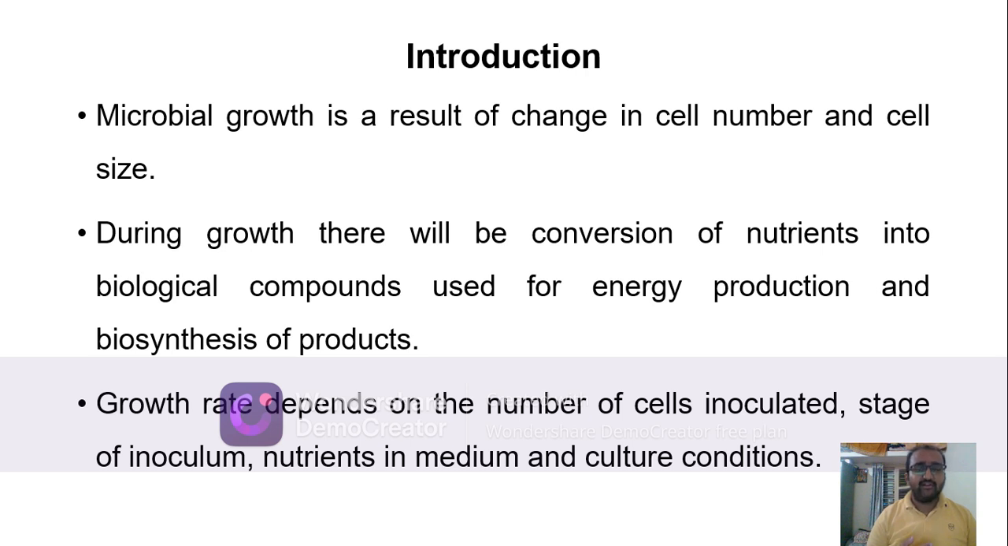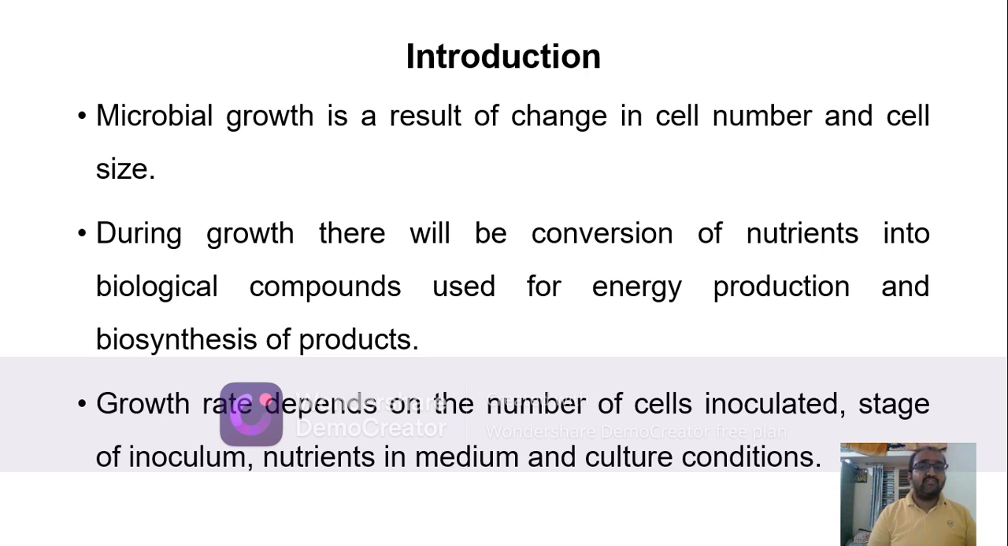Microbial growth is a result of change in cell number and cell size. Once we inoculate a culture, such as bacteria, yeast or protozoa, into the culture medium, the cells take up nutrients and double and divide, so the cell number increases. The cell size also increases because of mass accumulation.